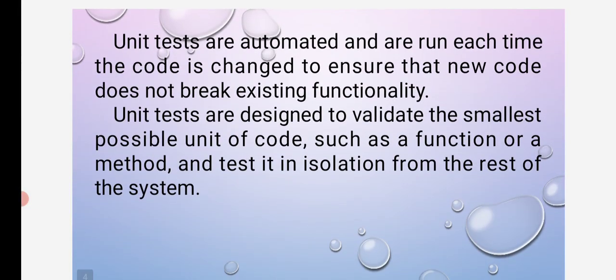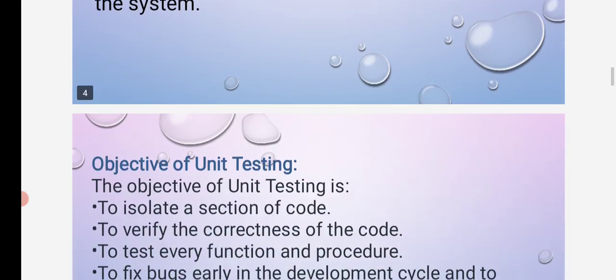Then unit tests are automated and run each time the code is changed to ensure that new code does not break existing functionality, and are also designed to validate the smallest possible unit of code such as a function or a method and test in isolation from the rest of the system.